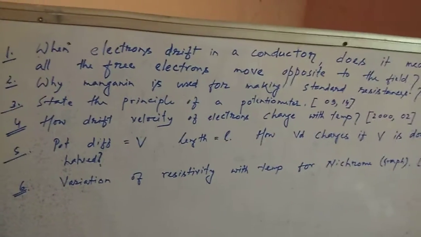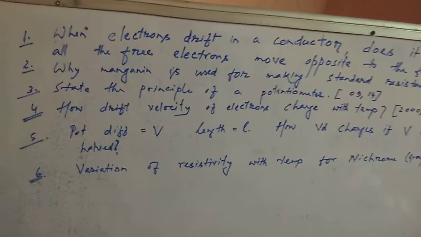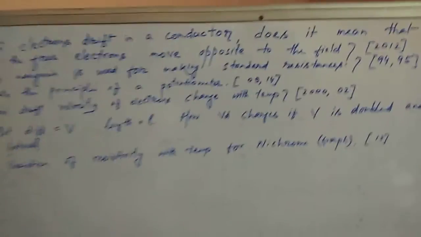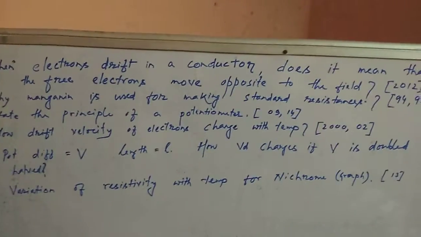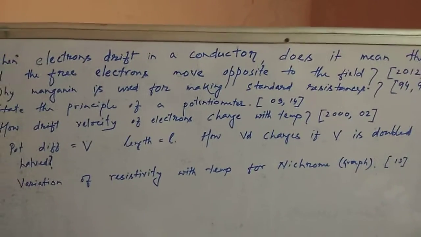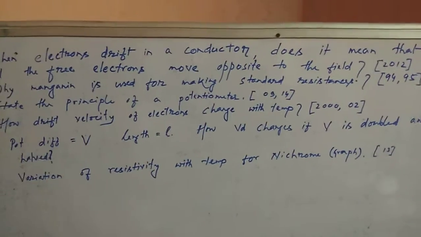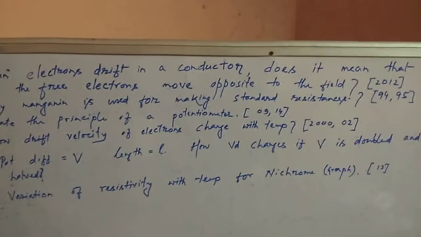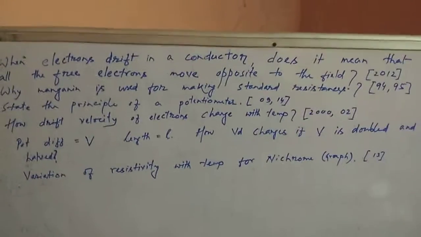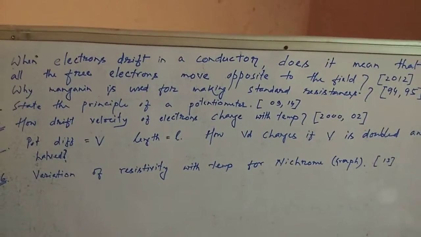So it is different for a stationary electron and thermal electrons in a metal or any substance. A stationary electron will definitely move opposite to the direction of the electric field. But thermal electrons, which move randomly, do not move just opposite to the direction of the electric field. So I will draw the diagram to make it clear.